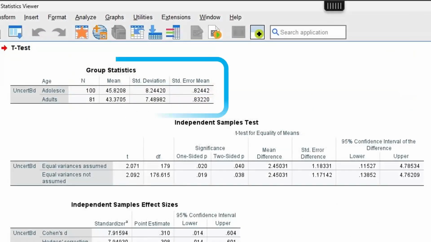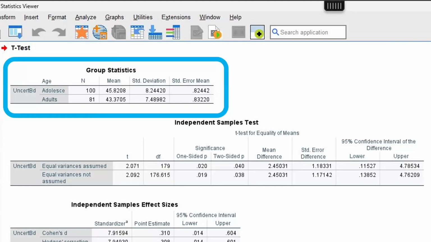So first off, always check your group statistics. For the uncertainty boundary scores, SPSS is telling us you have N equals 100 subjects. So we gave them 100 scores, and they found 100 scores in that group. That is great. The mean uncertainty boundary is 45.8. That also matches our calculations in Excel.